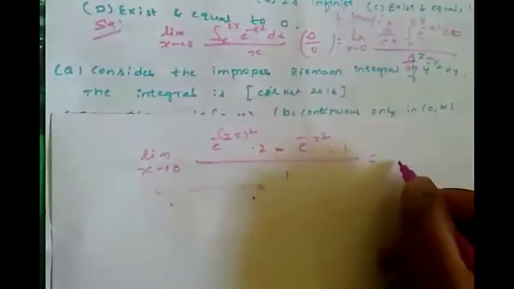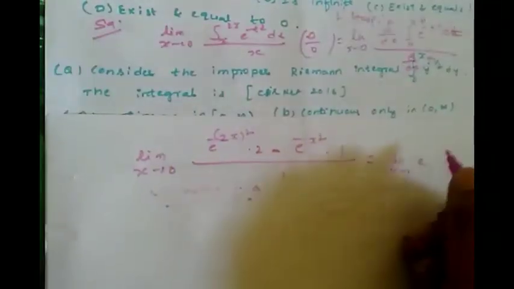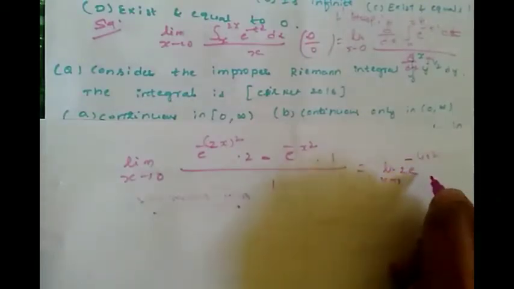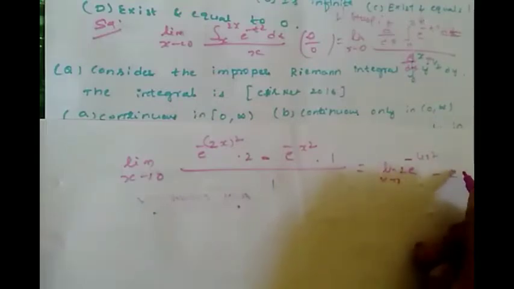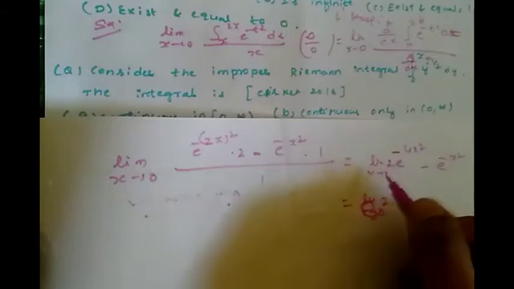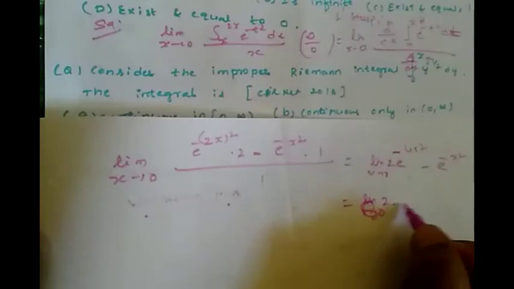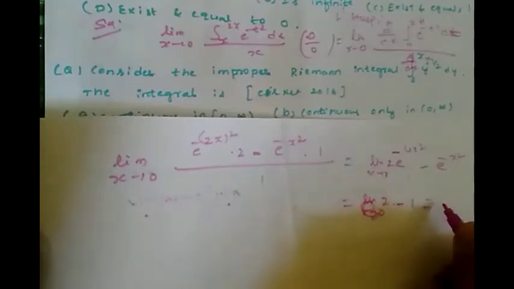We solve this. The limit as x tends to 0 of 2 e power of minus 4x square minus e power of minus x square. We apply the limit directly. In place of x we take 0, and e power of minus 0 is e power of 0, which is 1. So we get 2 minus 1, which is 1, so the limit value is 1. Therefore the correct option is that the limit exists and is equal to 1. This is the correct option.